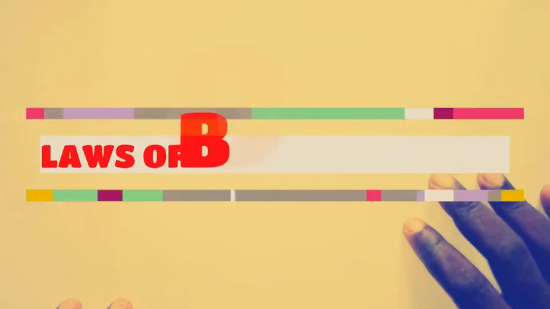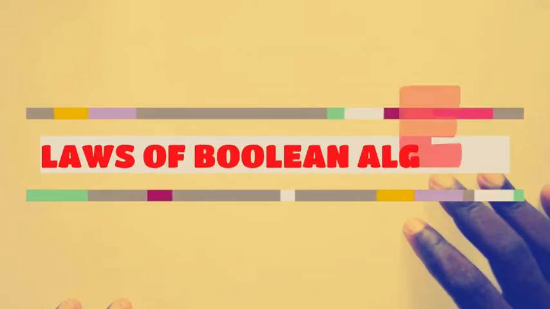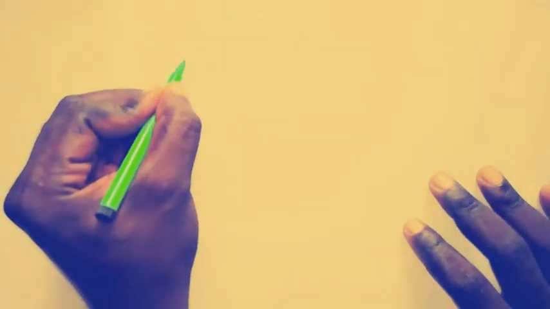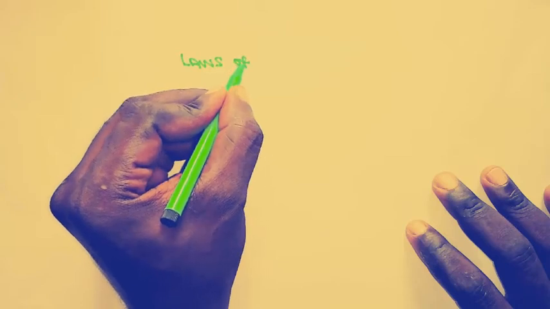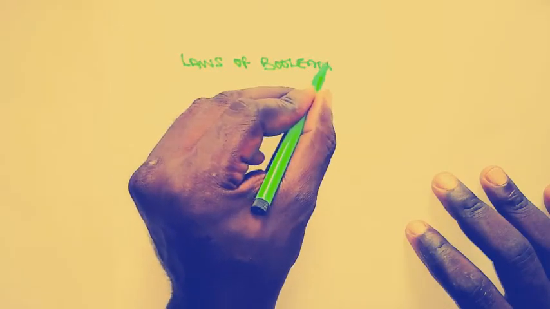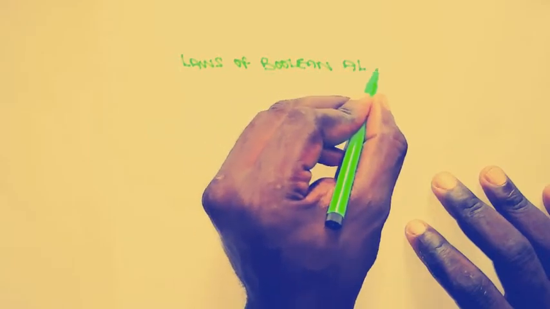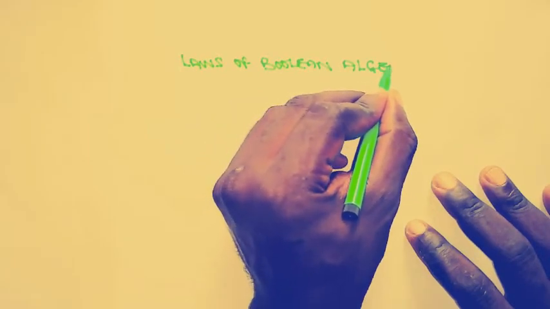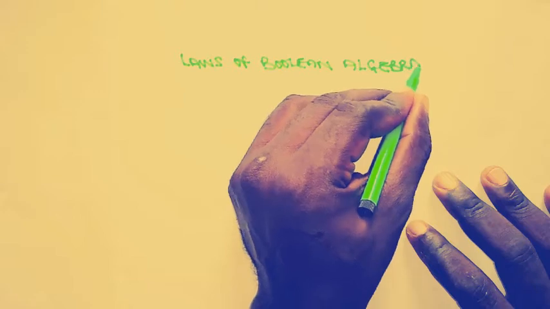There are about 11 important laws in Boolean algebra that we shall be looking at today, and we call them the laws of Boolean algebra. I'll be giving us 11 important laws.